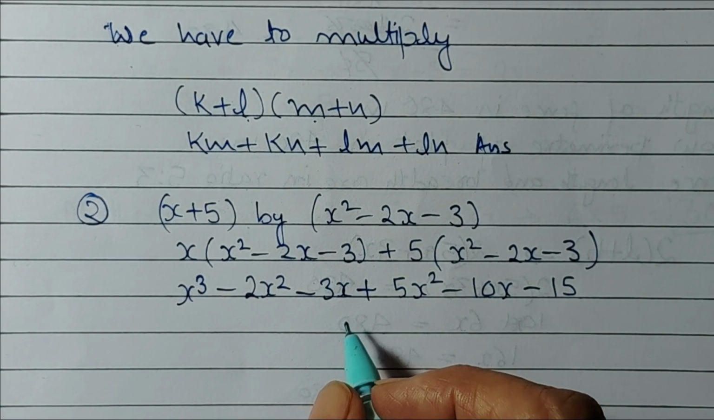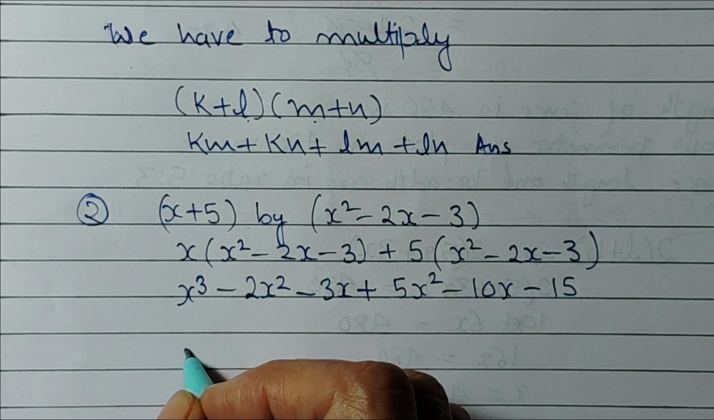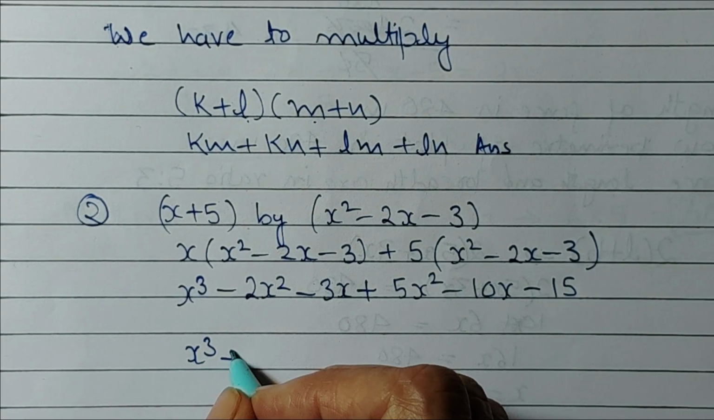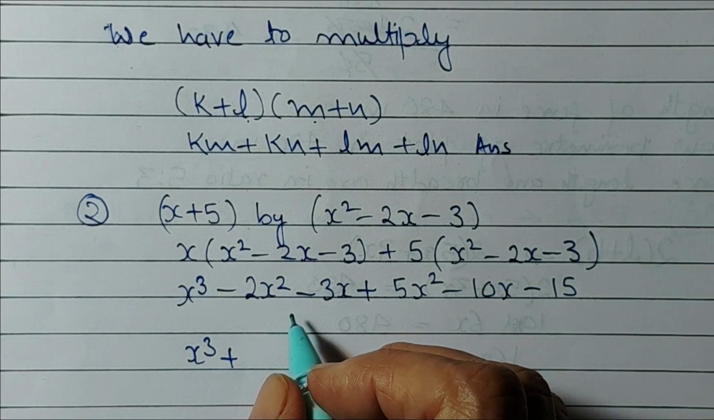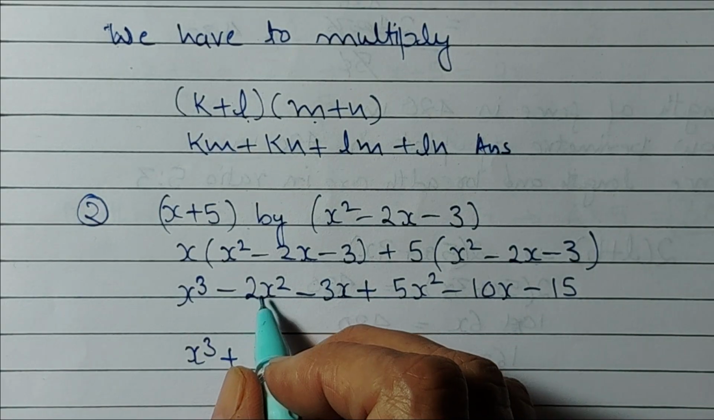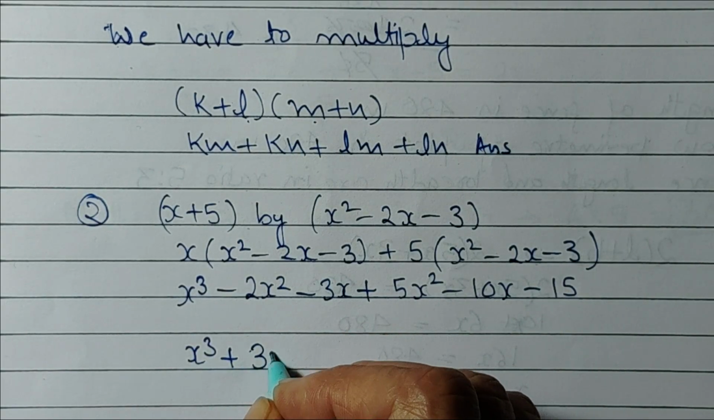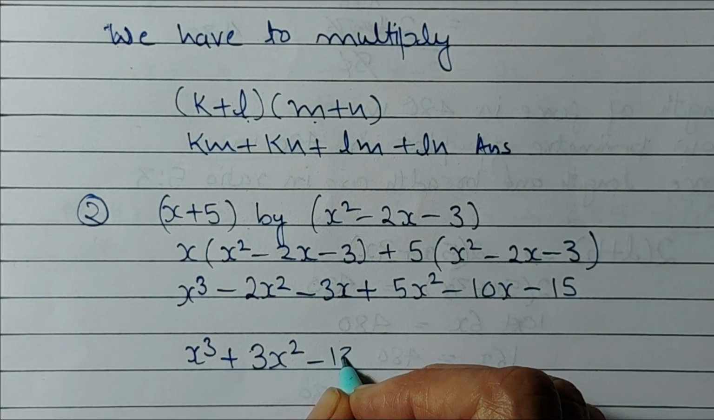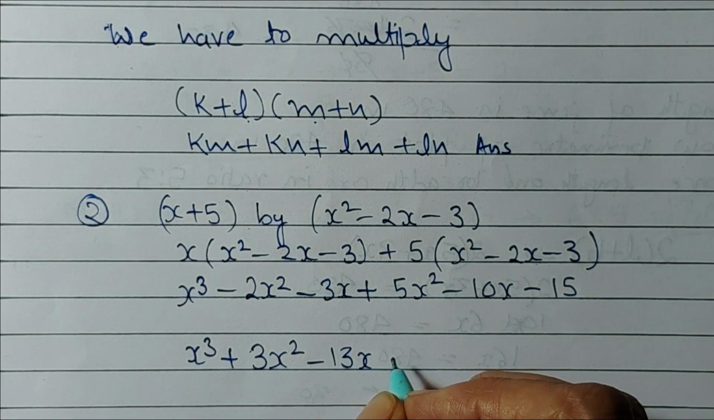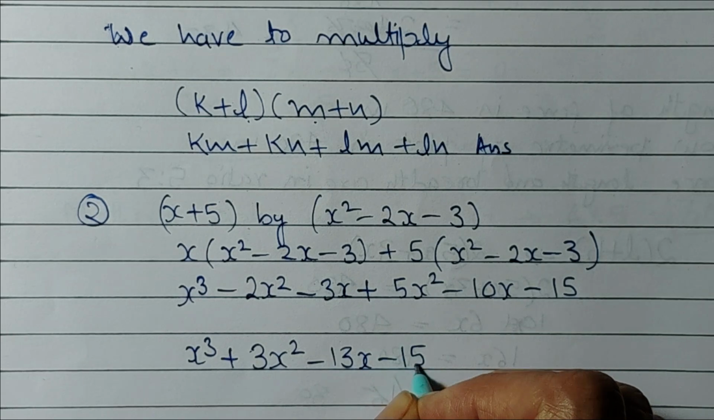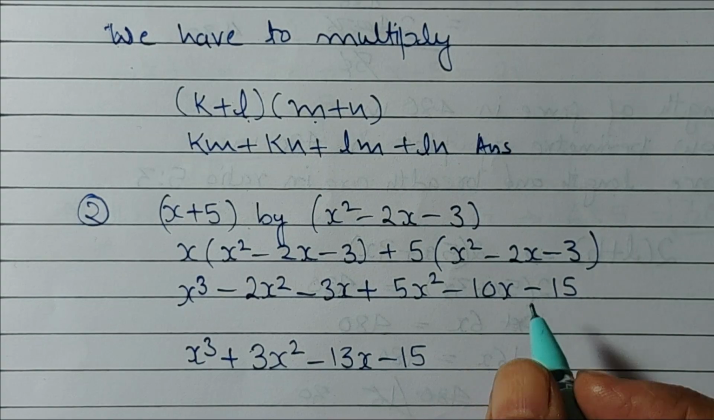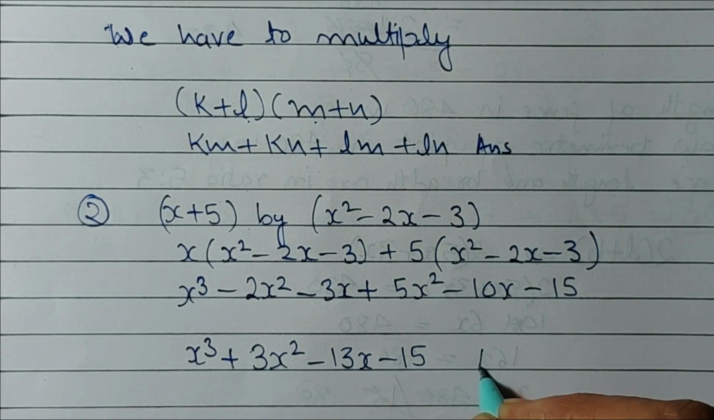So now we'll simplify it. It is x³ plus 3x². 5x² minus 2x² is plus 3x². Minus 13x minus 15. 10x plus 3x is 13x. Constant is minus 15. It is our answer.